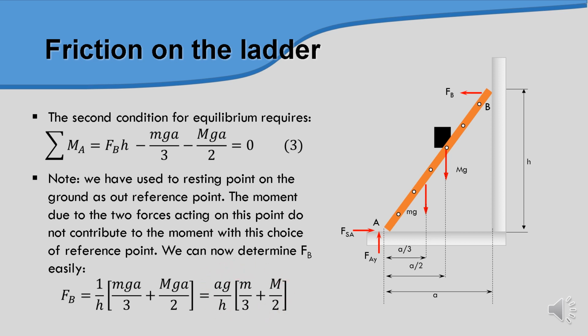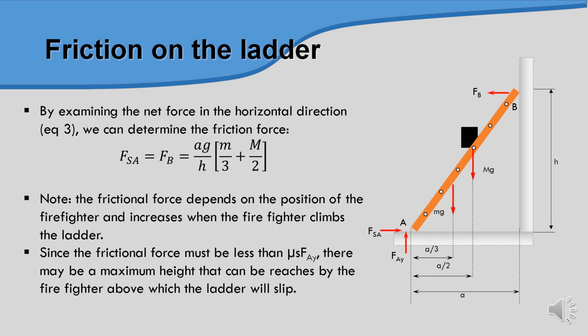Please remember that the value of FB and FSA is the same. Once we have the value of FB from the moment, we substitute it in this equation, so FSA is equivalent to FB. Once we substitute the value, finally we have the values of FSA and FB.